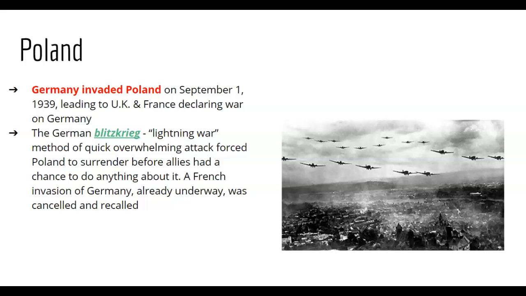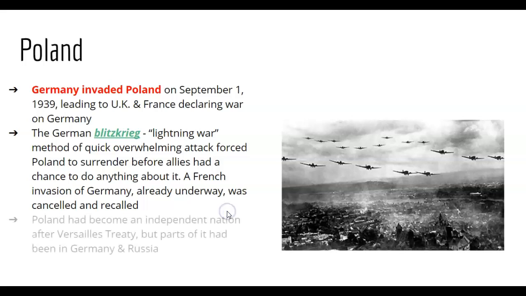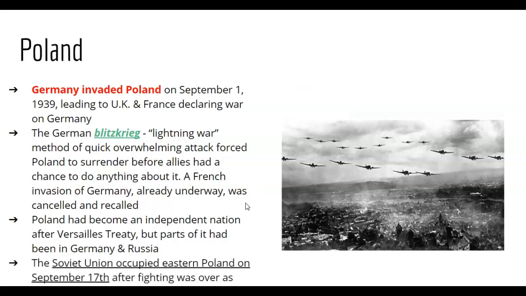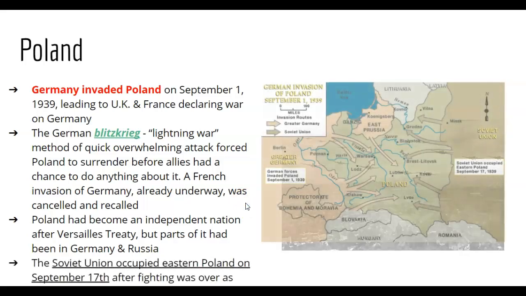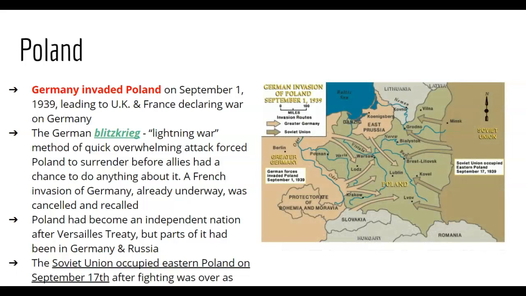Most countries were thinking that World War II, if it came, was going to be like World War I with all the trench fighting and so forth. But this was a different war. Things had changed in the 20 years between the two wars. The French had actually started to invade Germany when this happened, and they stopped and turned around and fortified their borders, waiting for the Germans to attack them. So Poland had been an independent nation, but now it was split between Germany and the Soviet Union, and basically Poland ceases to exist as a nation for the rest of World War II.